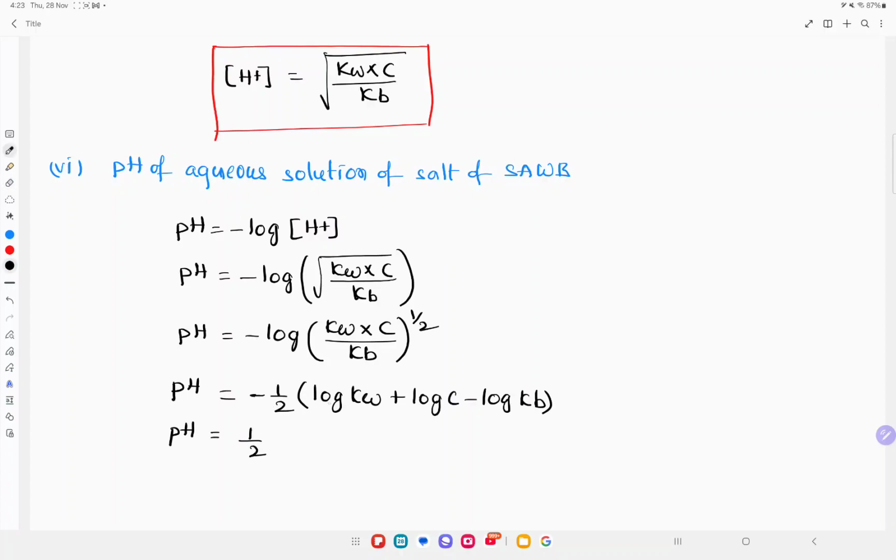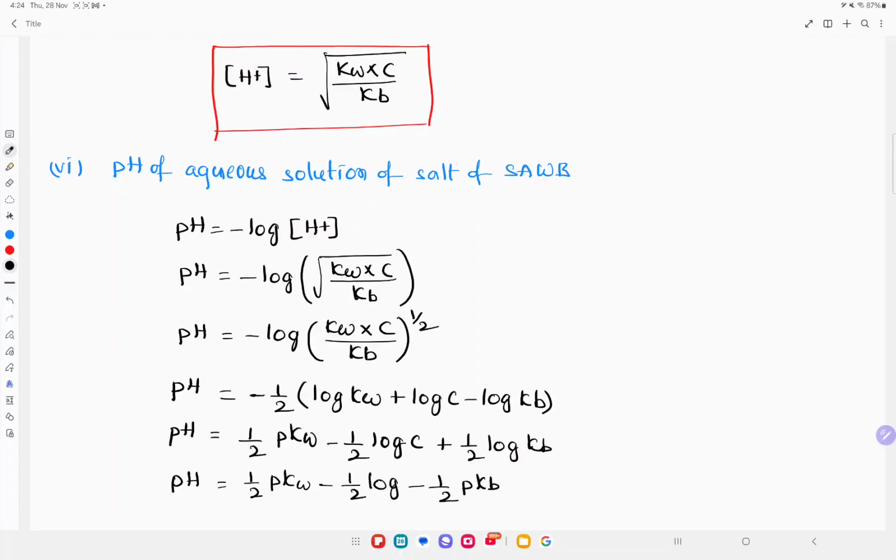Multiply the minus. 1 by 2 minus log KW is PKW, and minus 1 by 2 log C. Multiplying minus 1/2 with minus log KB, minus of minus is plus, so plus 1/2 log KB. So pH is equal to 1/2 pKw minus 1/2 log C. Minus log KB can be written as pKB, so plus log KB is minus pKB, so minus 1/2 pKB.